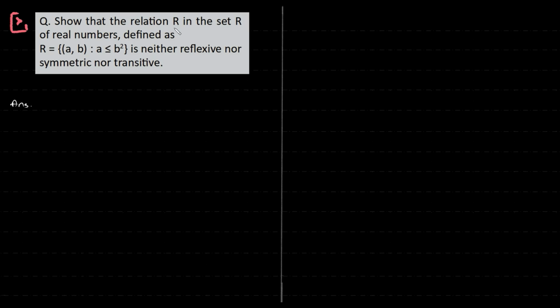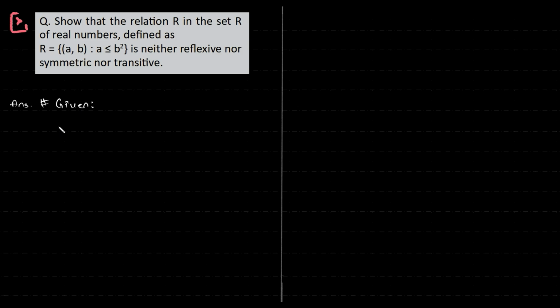Show that the relation R in the set R of real numbers, defined by the following, is neither reflexive, nor symmetric, nor transitive. So let's understand the expression. The relation R will pick up from which set? Real numbers, right? So we have been given the following.